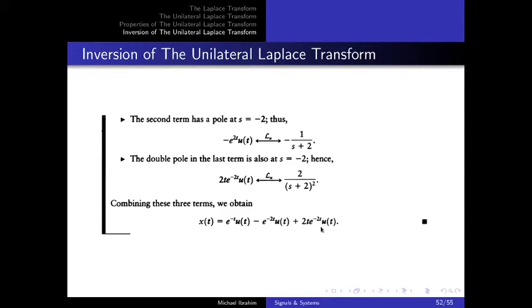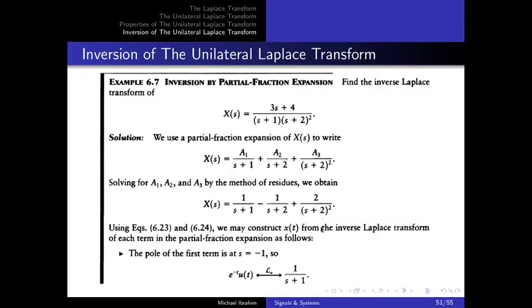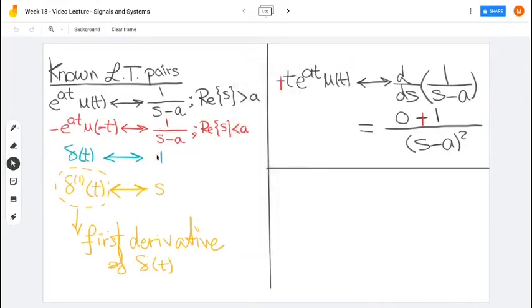So the main idea here is to express any X of s we have, which is usually in the form of a rational function, as a summation of this kind of terms, constant over s minus a, constant over s minus a squared, or just a constant or s, and so on. And using the table we have over here, we can do the inverse for every term individually, and next we can use the linearity property to add them together.